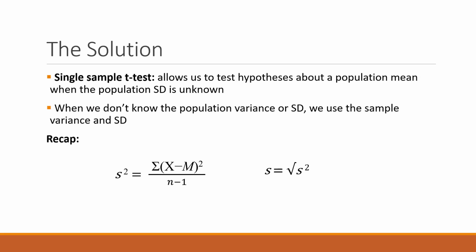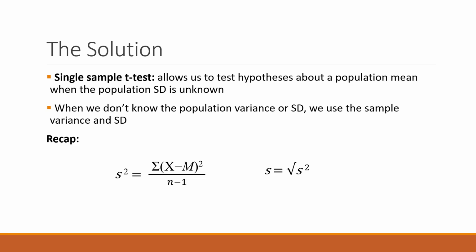One option would be to run a single sample t-test, which allows us to test hypotheses about a population mean when the population standard deviation is unknown. But before we can run a t-test, we have to make sure we have all the needed pieces of information. When the population variance or standard deviation is unknown, we use a sample variance and sample standard deviation.